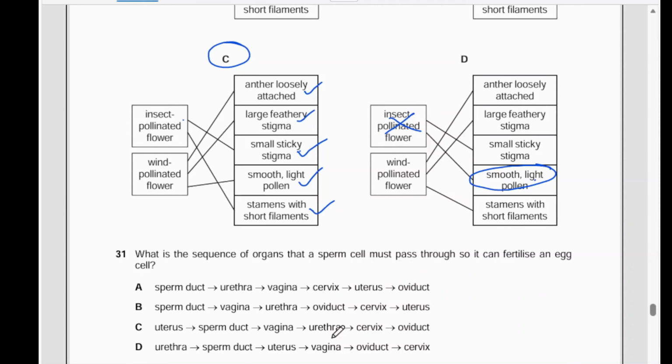What is the sequence of the organs that a sperm must pass through so it can fertilize the egg cell? We have to start from the sperm duct. That would be the first one.